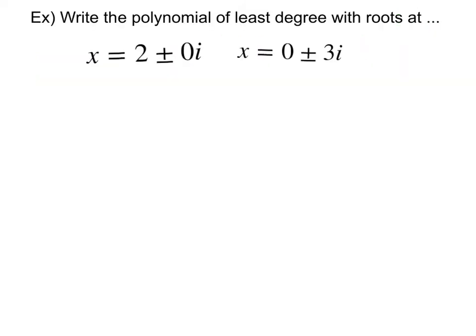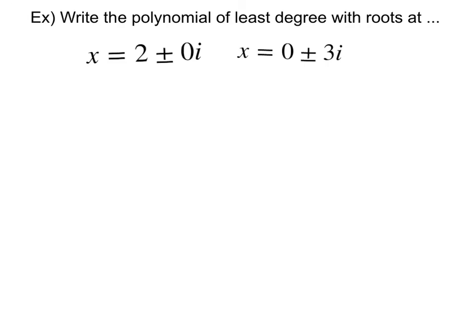Alright, so sometimes we'll have to be working backwards. Rather than having the function and trying to figure out the roots, we'll be given the roots and try to figure out the function. And that's what we've got to do here. So we're going to write the polynomial of least degree. It says least degree because it could be higher degrees, but the minimum degree is what we're going to find. And we can figure that out.